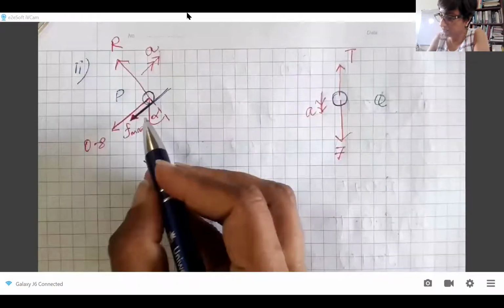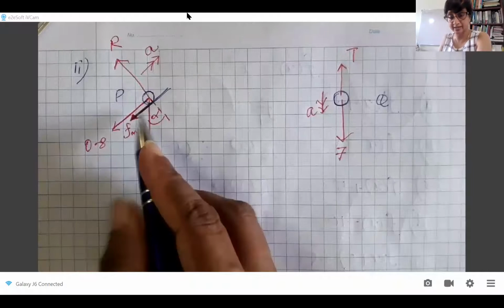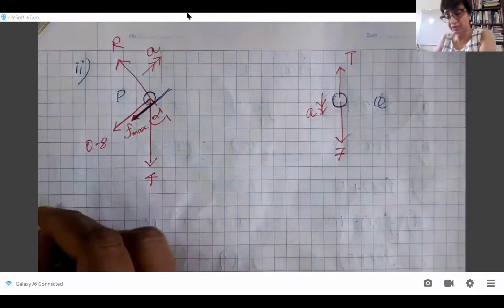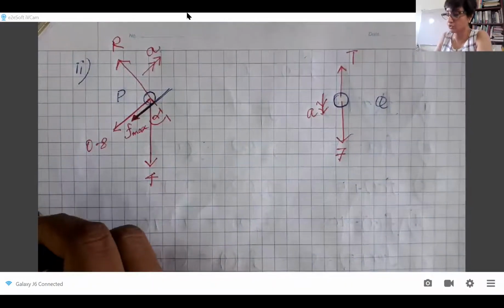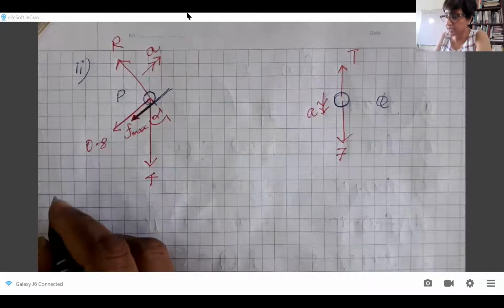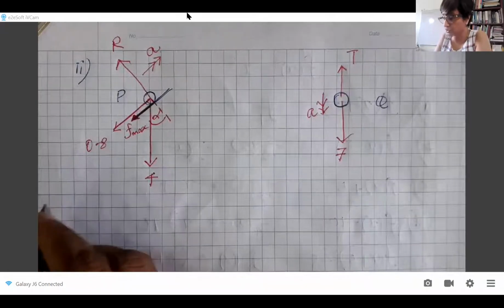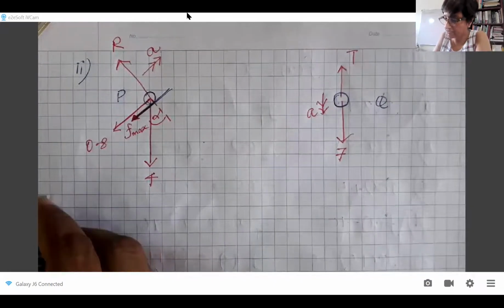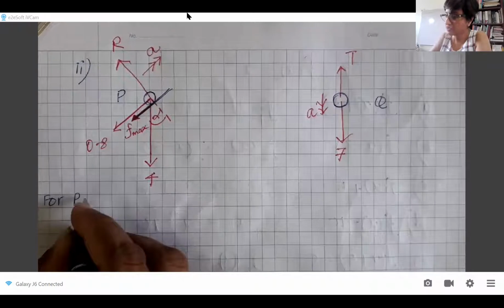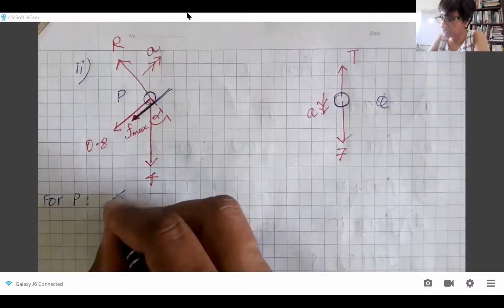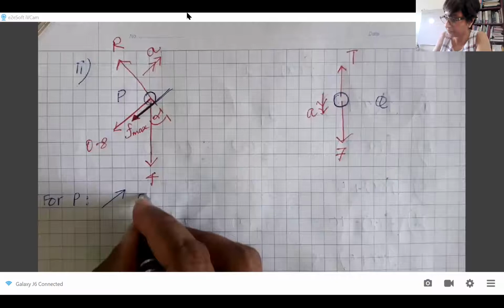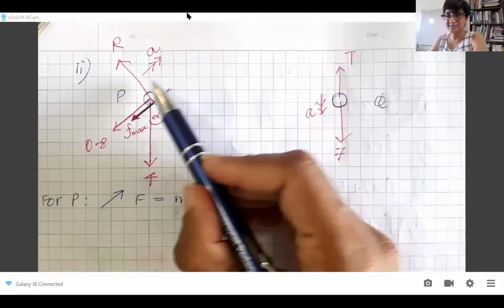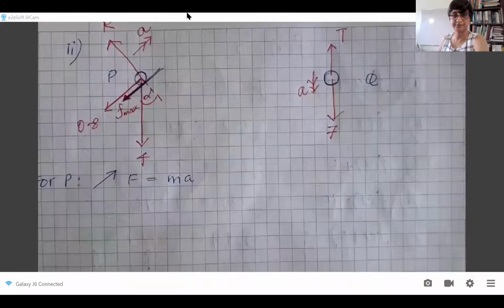So to particle P, I will do its working under that diagram. I will do the working for Q under that diagram. If you are doing like that, you don't need to say to which particle you are applying F equals ma. But if you are not doing like that, you need to say. So I will say it anyway. For P, I'm applying in the direction of motion F equals ma. It's moving upwards. It's accelerating upwards. F equals ma.